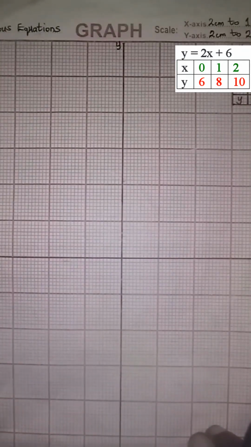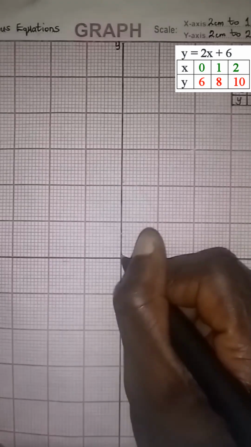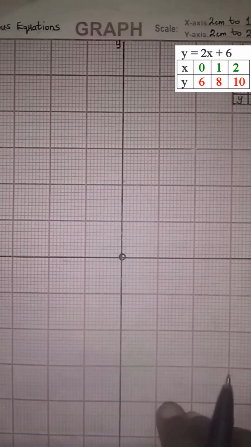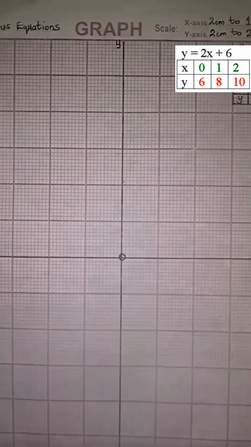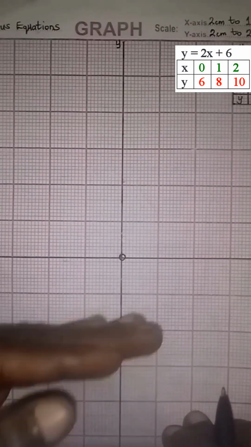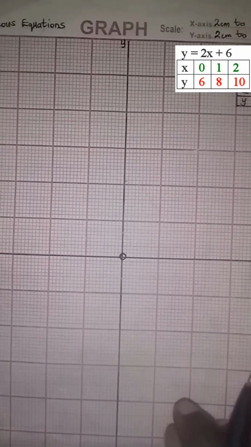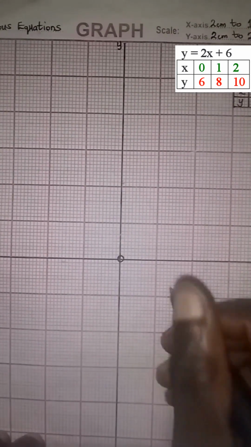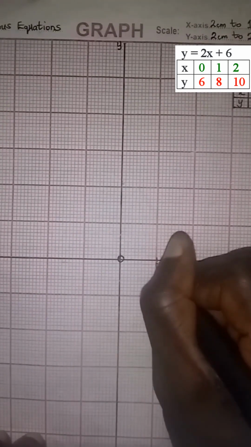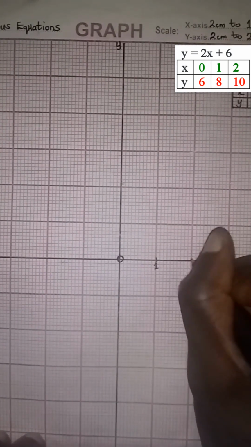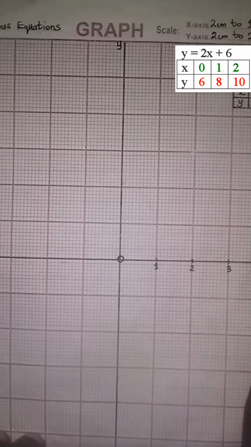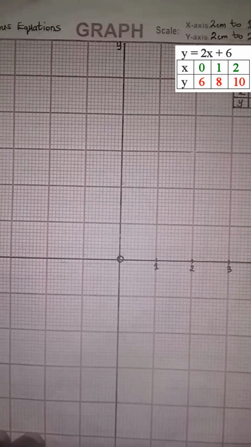Then where the two axes meet is called the origin. That's the 0, the starting point. So to the left, negative values on the x-axis, then to the right, positive values. Up above the origin on the y-axis, positive values, and below the origin, negative values. So starting with the x-axis values, according to the scale we are using, 2 centimeters to 1 unit, here is going to be 1, this is going to be 2, while this is going to be 3, then this is going to be 4. We may stop there.